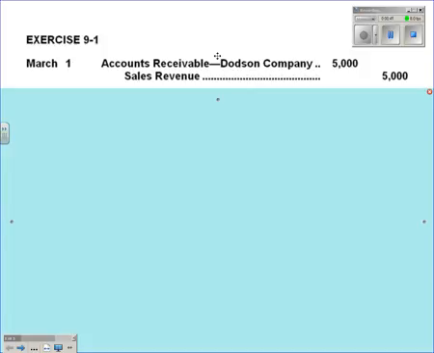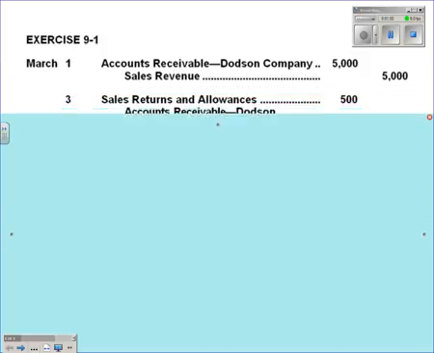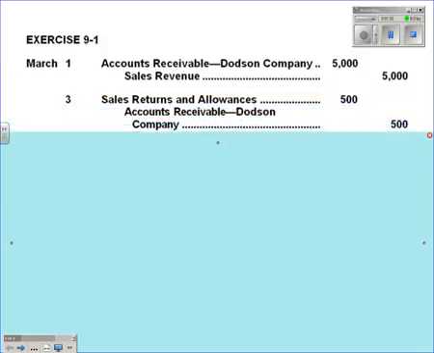A few days later, Dodson returned junky stuff. Oh, and by the way, when we have a sale and when we're returning, remember this chapter we're not concerned with inventory and cost of goods sold. Okay, those are players, but not in this chapter. So we have sales returns and allowances. And then AR goes down by 500. Why? Do they still owe us $5,000?